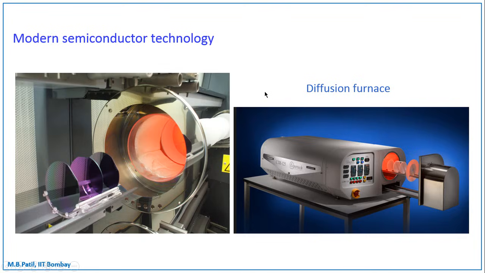As we mentioned, the wafer goes through a series of processing steps. There is one important process called diffusion, in which the wafer is heated to a very high temperature such as 900 degrees or 1000 degrees, and a gas is passed over the surface of the wafer to dope it either P-type or N-type. So here is a diffusion furnace.